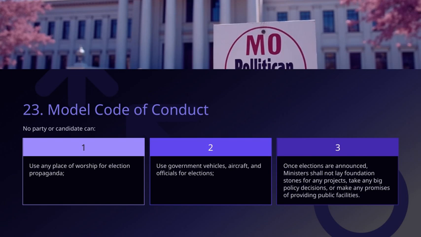Once elections are announced, there are specific restrictions on ministers. They should refrain from laying foundation stones for projects, making major policy decisions, or promising public facilities. This is to ensure that the election process remains fair and that no undue advantages are given to any candidate or party during the campaign period. Overall, these guidelines are designed to uphold integrity, fairness, and transparency throughout the election process, aligning with our broader goal of a clean and credible democracy.